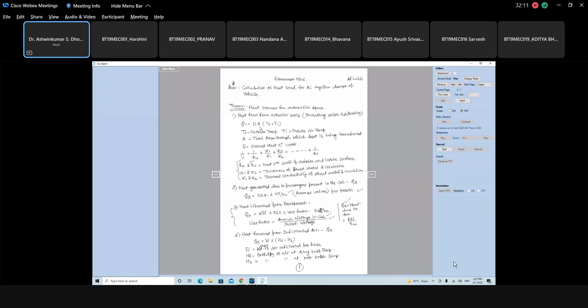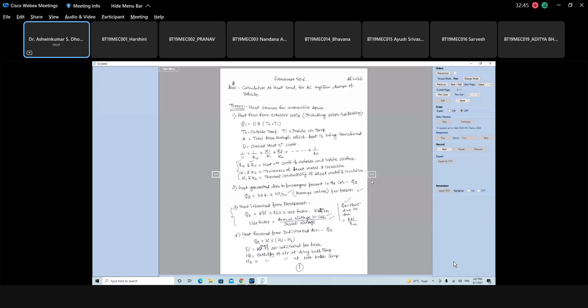So this you have to do. Then you need to find out what is the heat generated due to the passenger. This you can easily find out. You just have to multiply this by the number of persons who are sitting, and they emit this much amount of energy in 1 hour. Then heat liberated from the equipment, this you can neglect. Then heat received from infiltrated air. For this, you need to assume the temperature inside the vehicle, which you can use as 22 degrees centigrade, and outside temperature as 45 degrees centigrade.